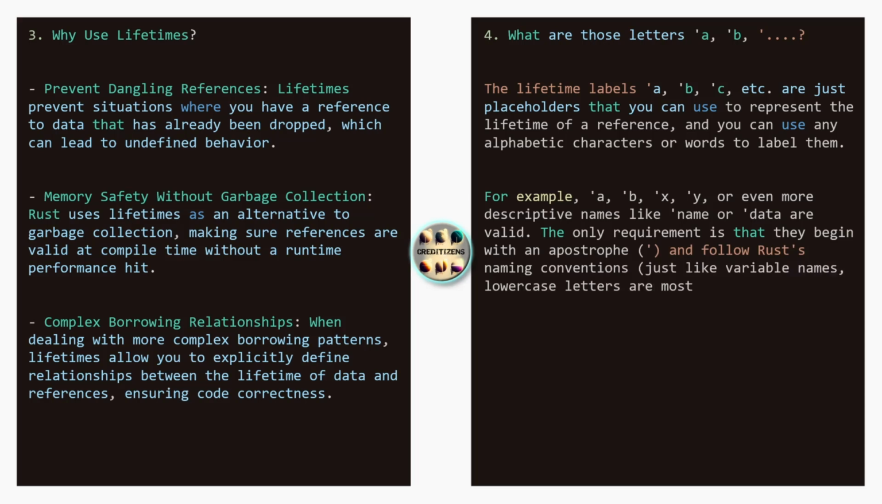For example, A, B, X, Y, or even more descriptive names like name or data are valid. The only requirement is that they begin with an apostrophe. Here I said single quote, but it's an apostrophe, so we're going to call it apostrophe. And follow Rust's naming conventions: just like variable names, lowercase letters are most common.